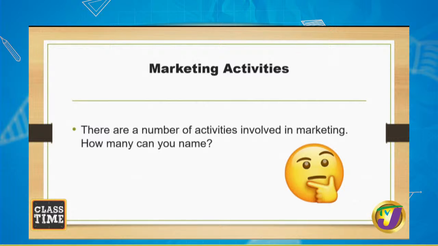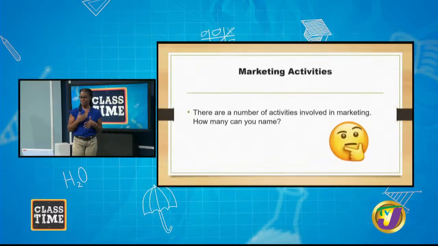Now, what are some of the things or some of the activities that you believe a marketing manager will be involved in or will have to do on a regular basis? Now, there are a number of activities involved in marketing. Now, how many can you name? Go ahead and write them down.